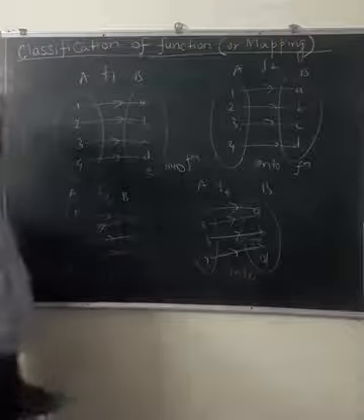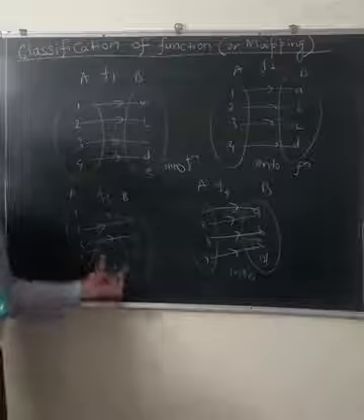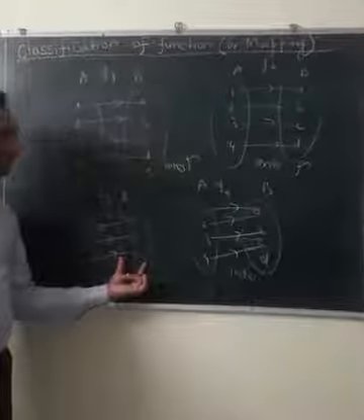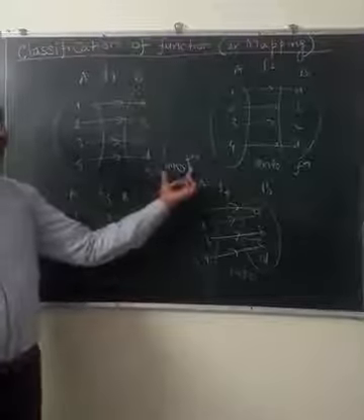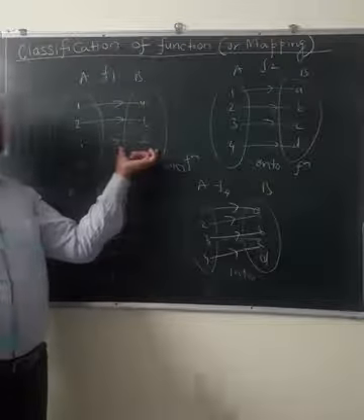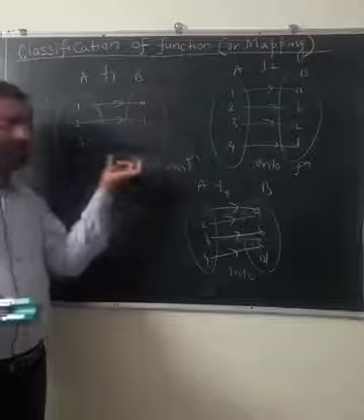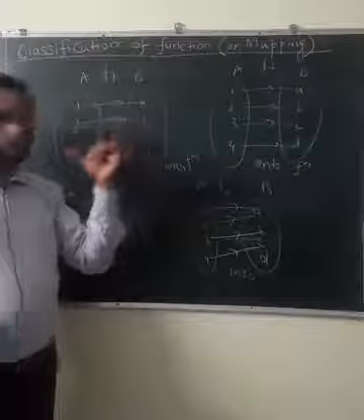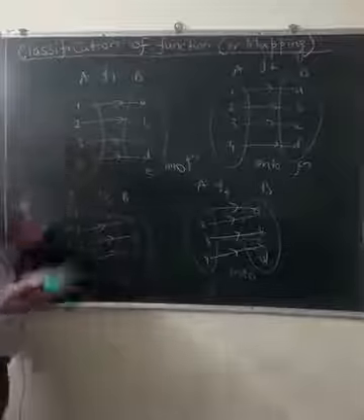Okay. In fact, we can say for onto function, codomain will be equal to range. But for into function, range is a proper subset of codomain. Range is a proper subset of codomain, and for onto function, range is equal to codomain. I have got this point.